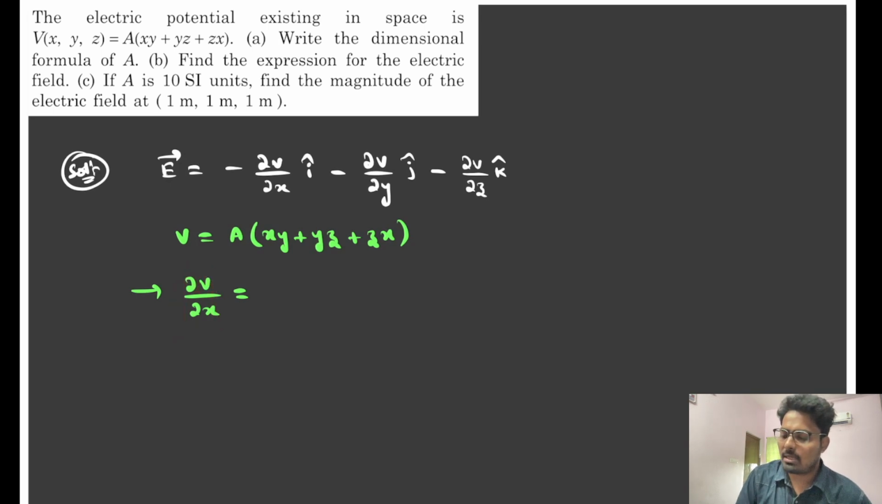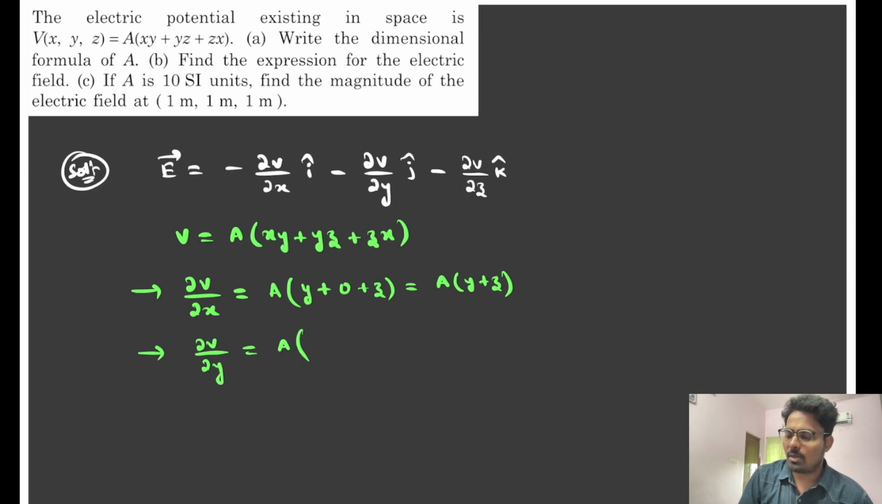By considering that only x is variable, the differentiation of xy is simply y, the differentiation of yz is 0, and the differentiation of xz is z. So therefore dou V by dou X is a of (y plus z). Similarly dou V by dou Y is equal to a into, when you are differentiating with respect to y, you will get x, you will get z, and there is no y term in the final thing, so you will get 0.